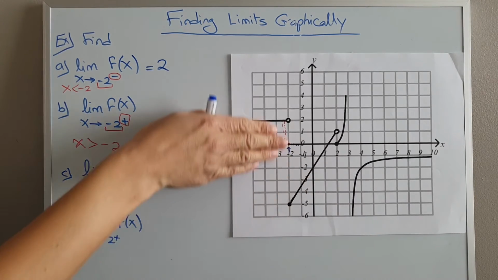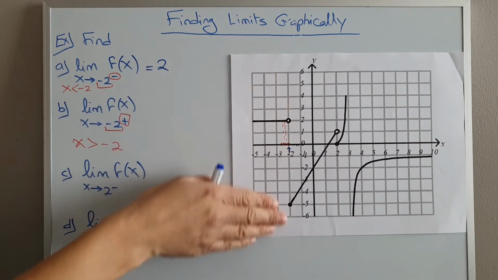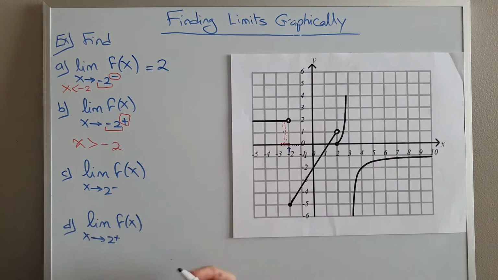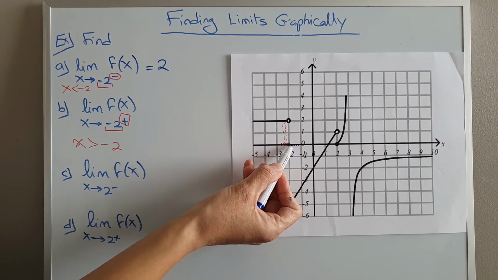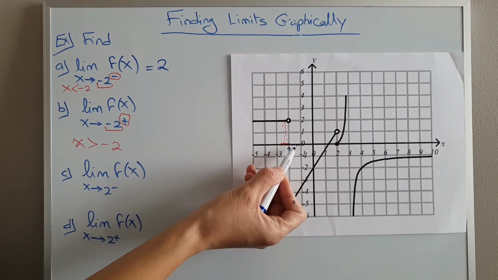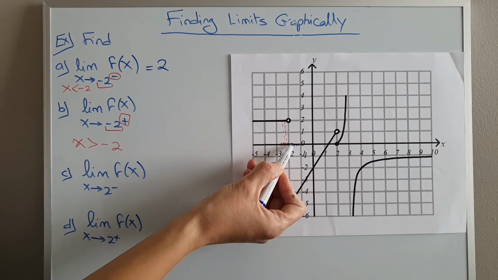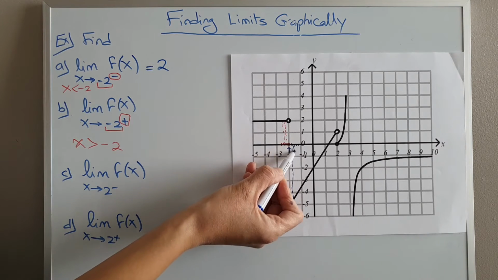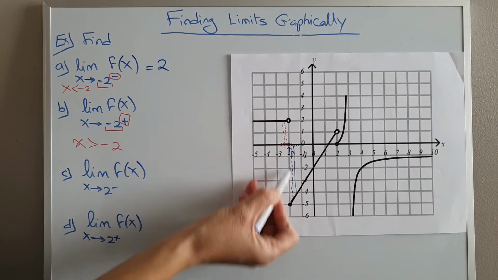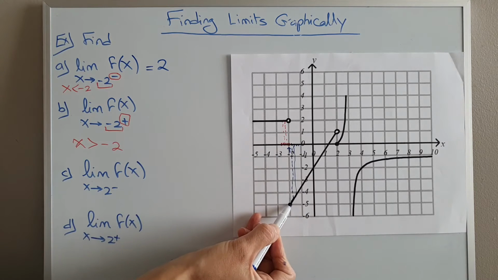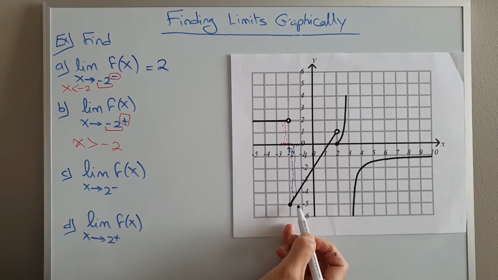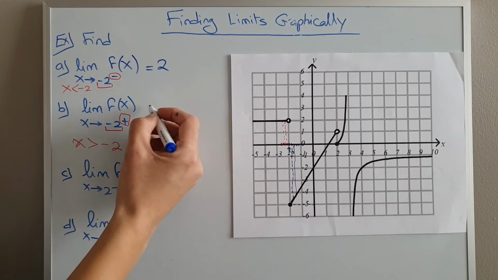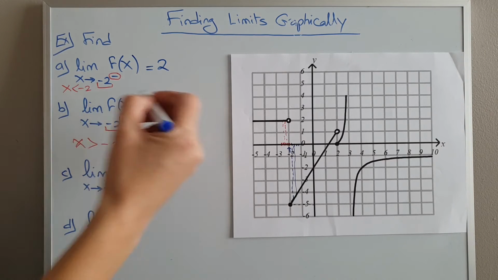So for this part of the graph, I'm really not interested in this because I'm approaching from the right side. So taking values that are close to negative 2 but bigger than it, like these points, I try to locate my graph. So I have to go down to locate my graph. And as I come closer and closer, I notice that the value is close to this. So y is negative 5.